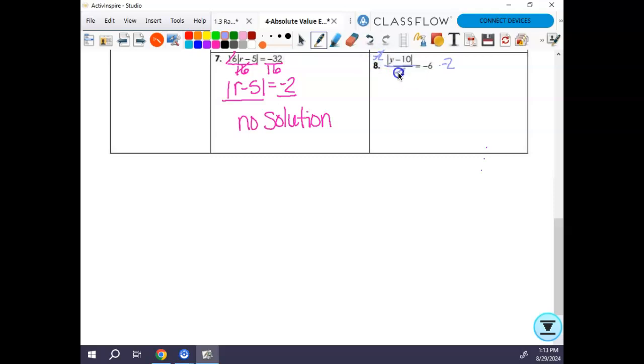So here, these cancel out. I get the absolute value of y minus 10 equals what? 12. Positive 12. So don't assume just because you see equals a negative, you can automatically say no solution, because if you have to add, subtract, multiply, divide, it might change things. Go ahead and finish this one up, because hopefully by now you get the idea.